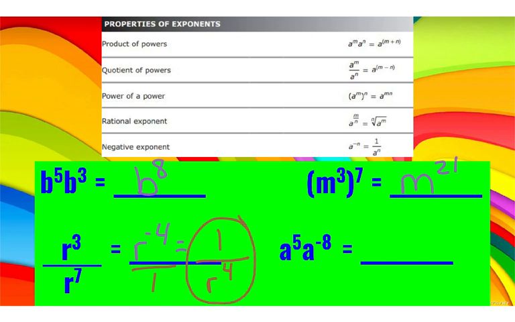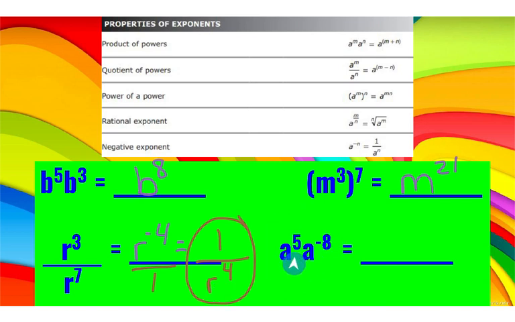So the correct answer for this first one, if we solved it correctly, is 1 over r to the 4th power. And remember, when in doubt, write it out. I have 3 r's on top and 7 r's on bottom. I know once they cancel out, I'm going to have more r's, and they are going to be on bottom.